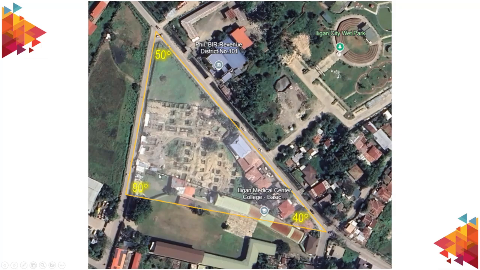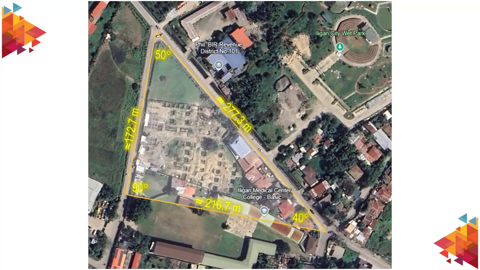So the question now: will the relationship be true in real life, or is it really just in books or in videos? Now let's ask Google Earth. Upon using Google Earth, these are the measurements. On this side is 172, on this is 277, and right here is 216. So clearly the relationship is true in real life.